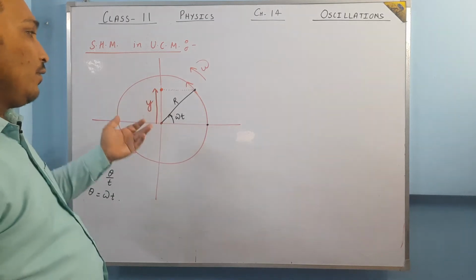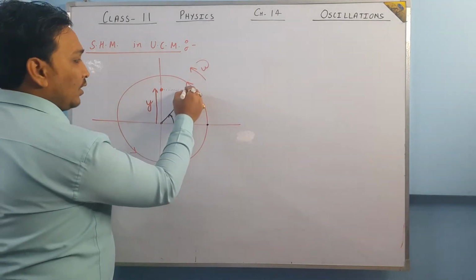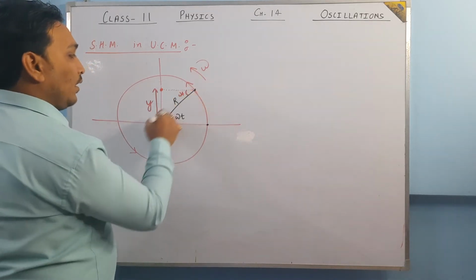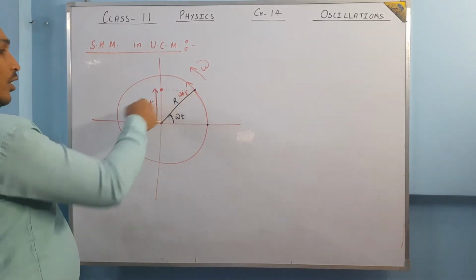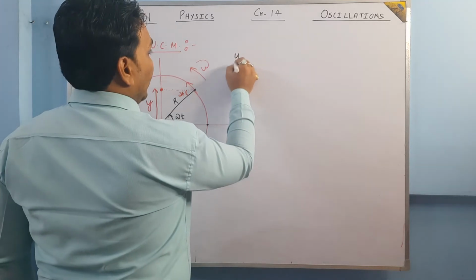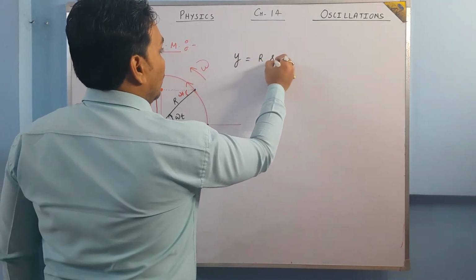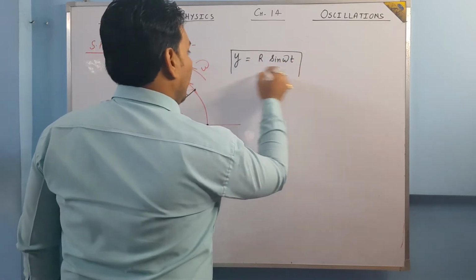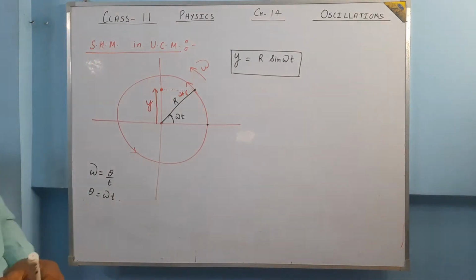And suppose I want to know the value of y. If this angle is omega t, then this angle is also going to be omega t only. In this right angle triangle, in front of omega t, y is perpendicular. So what can I write? I can write y is equal to capital R sin omega t. Y is equal to capital R sin omega t.